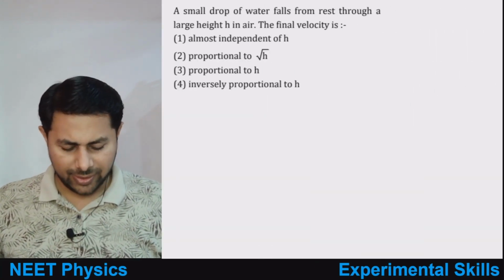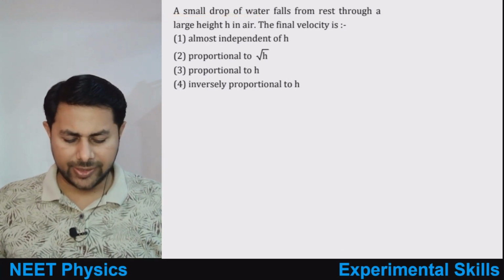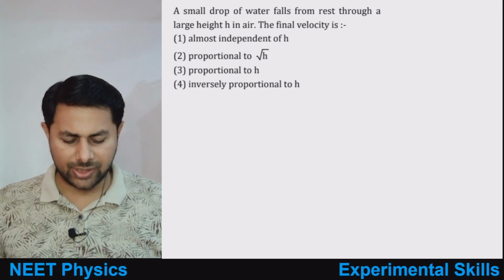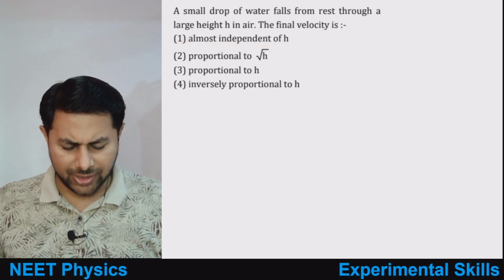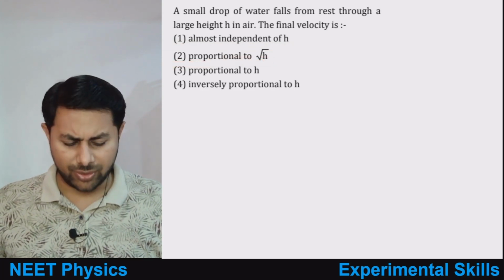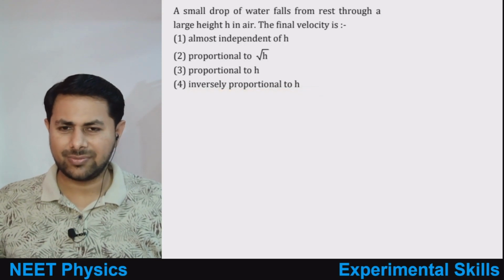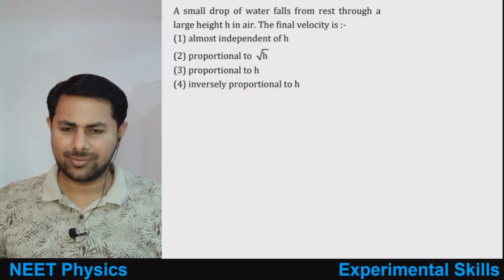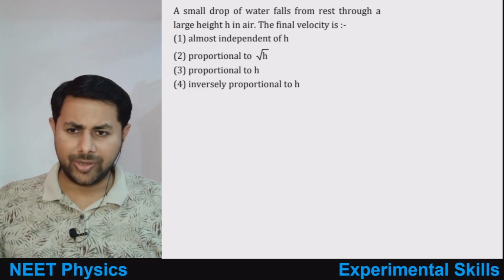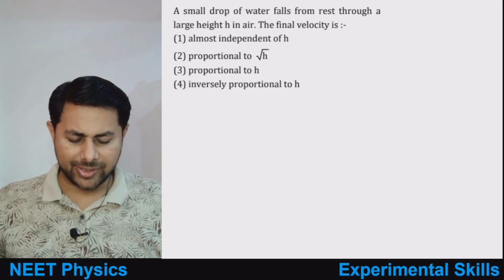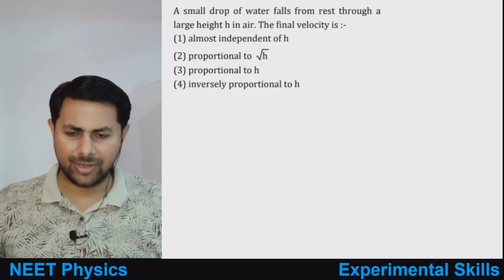Let's see the next one. A small drop of water falls from rest through a large height h in air. The final velocity is almost independent of h, proportional to root of h, proportional to h, or inversely proportional to h. Tell me. A small drop of water falls from rest through large height h. Then the final velocity is? Tell me.